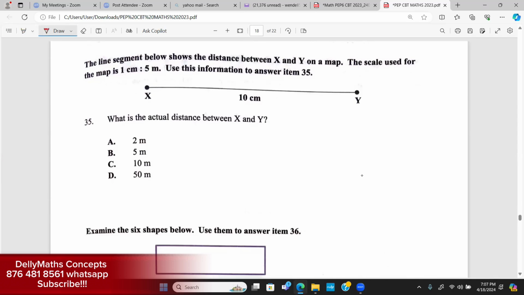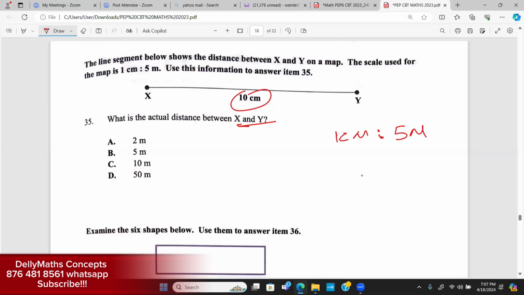All right. So what is the actual distance between this? Let's read what's going on. It says here, the line segment below shows the distance X and Y on a map. The scale used is 1 centimeter to 5 meters. So we're looking at 1 centimeter being equivalent to 5 meters. And what is the actual distance between X and Y?